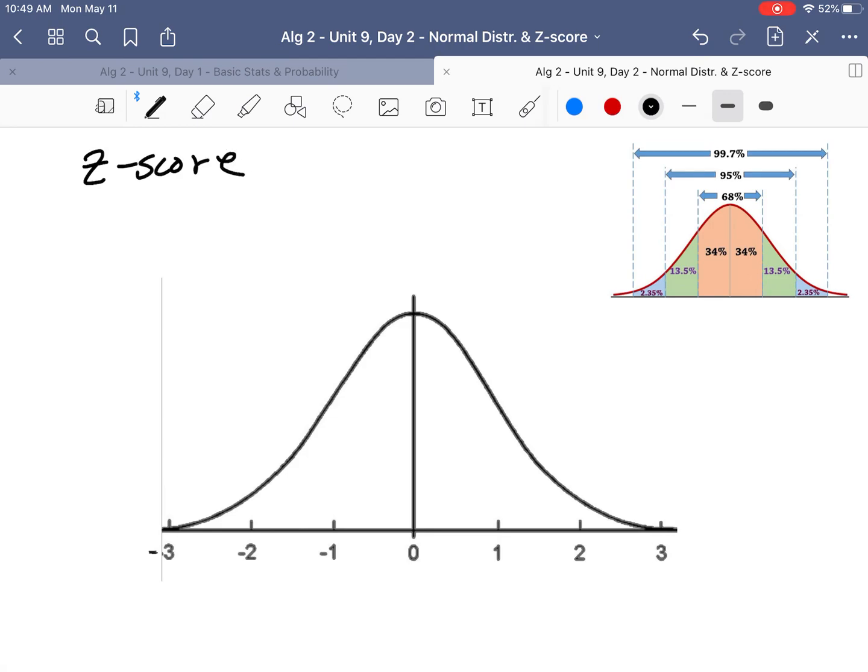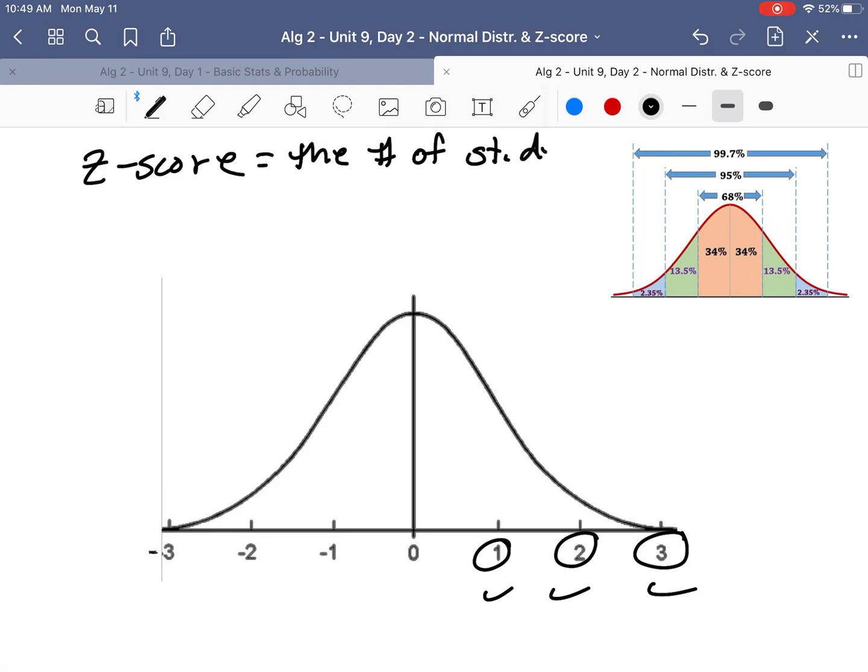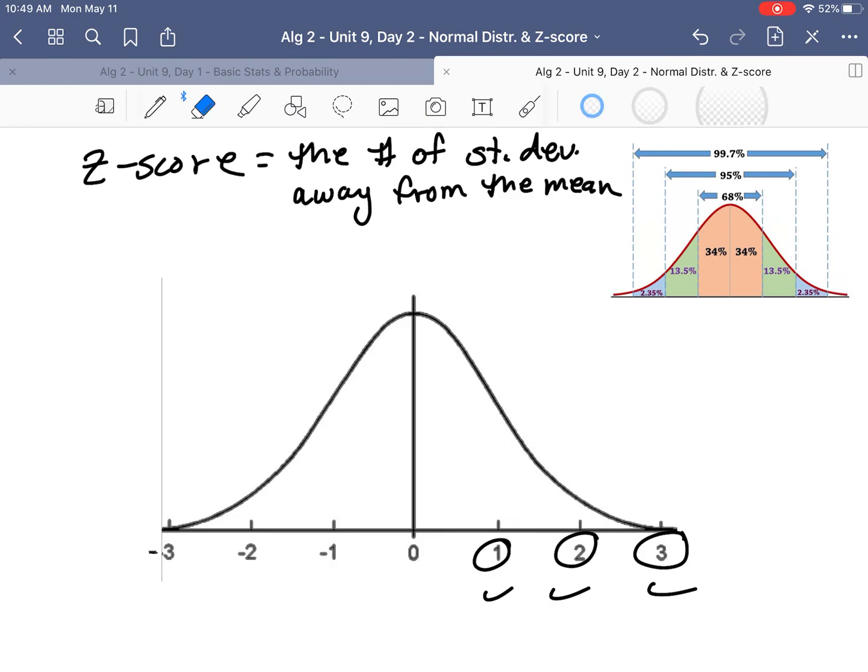So your z-score, when you see these little numbers down here appearing, what that was, this was 1 standard deviation above, this was 2 standard deviations above, this was 3 standard deviations above. So that is, actually you didn't know it, but that was your z-score. Your z-score is the number of standard deviations away from the mean, right, in a normal distribution. So if you are 1 above, you're +1, and 1 below, -1, all right?